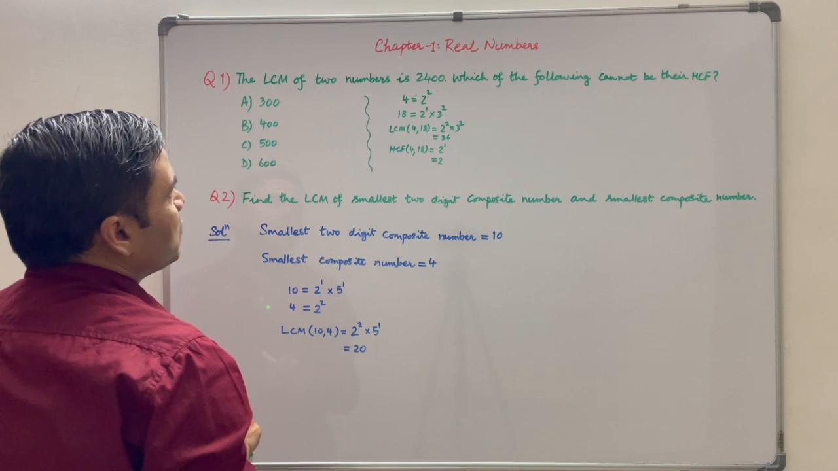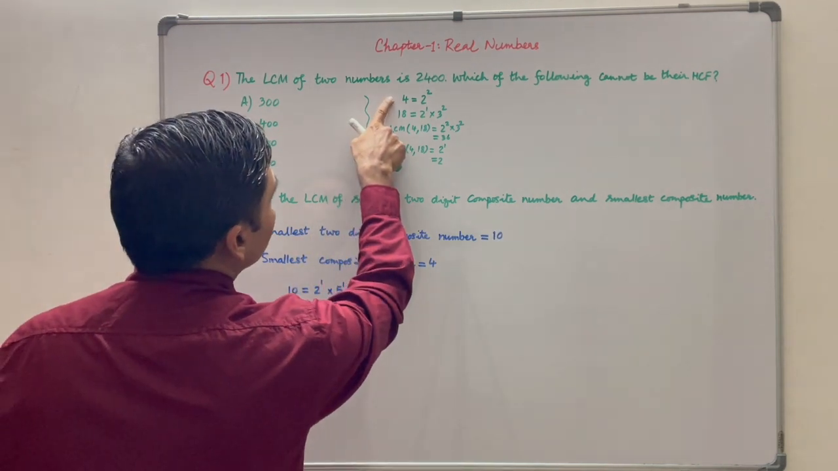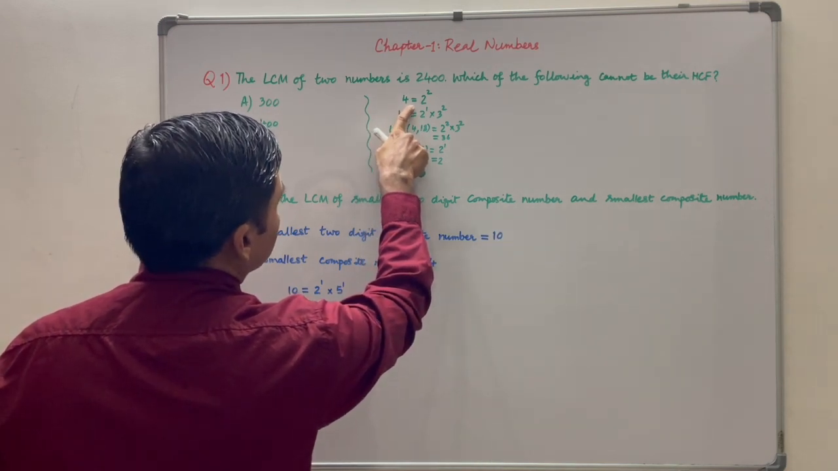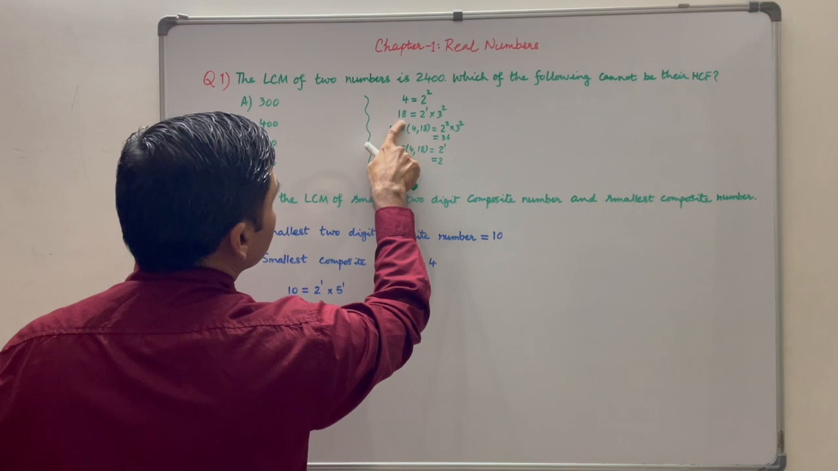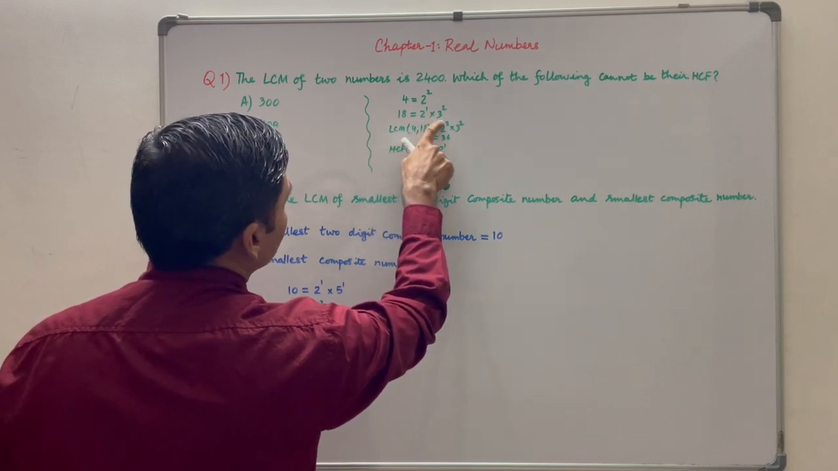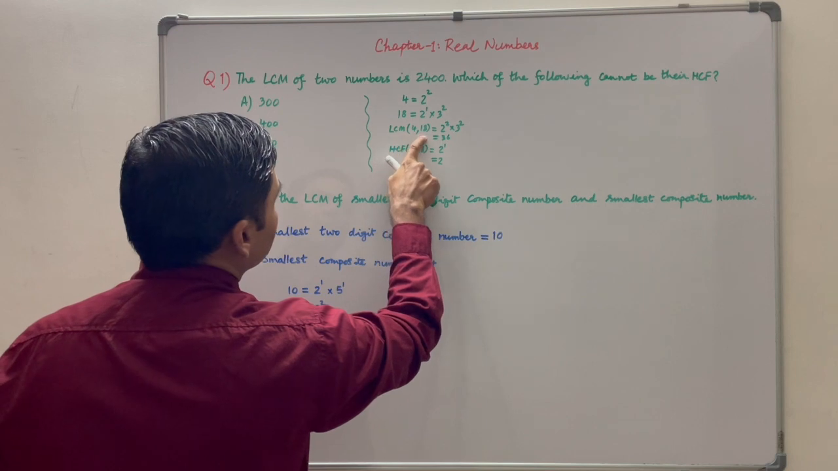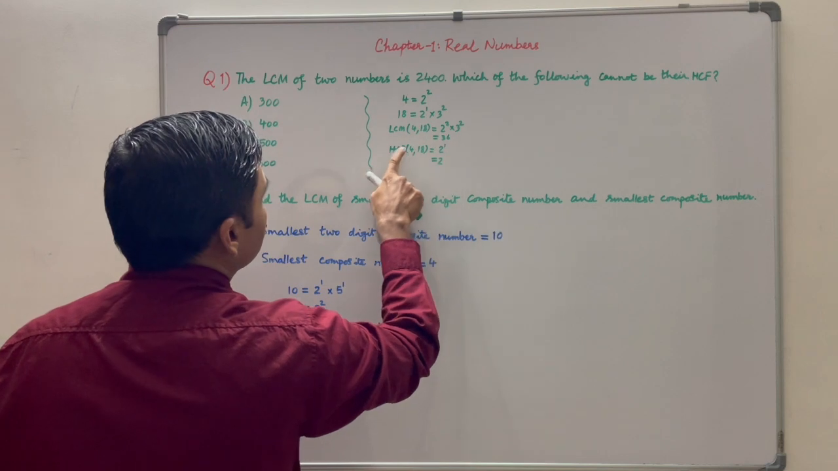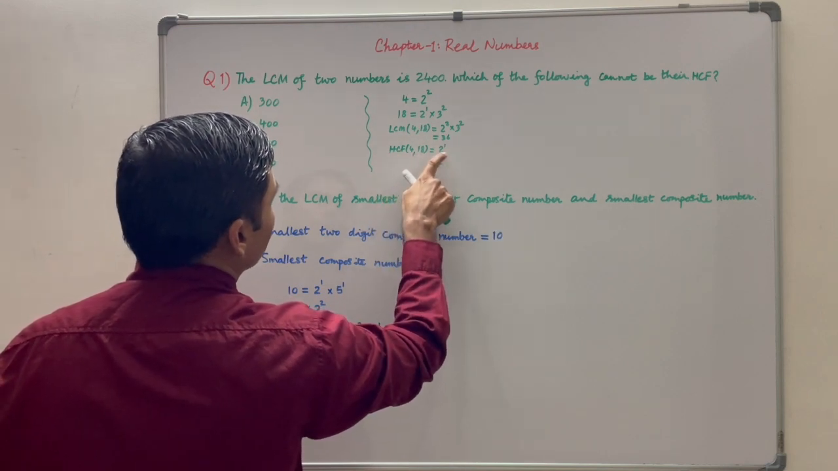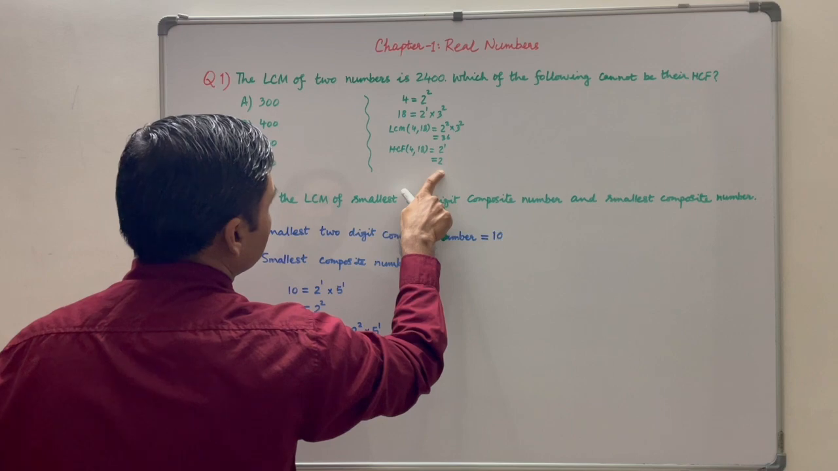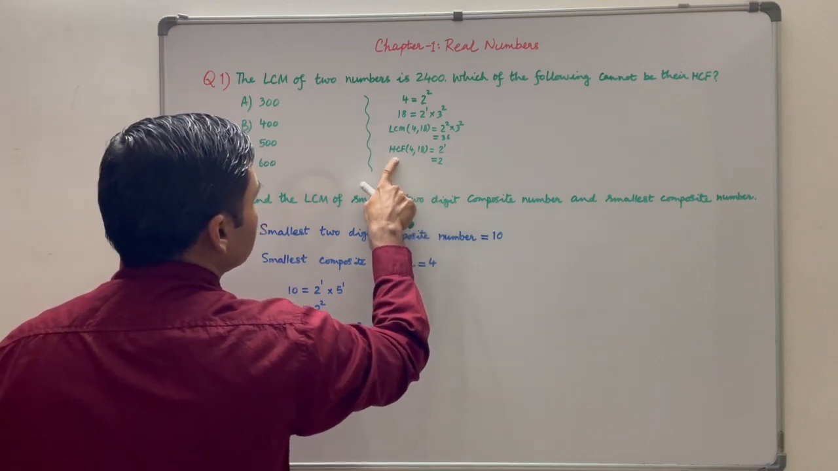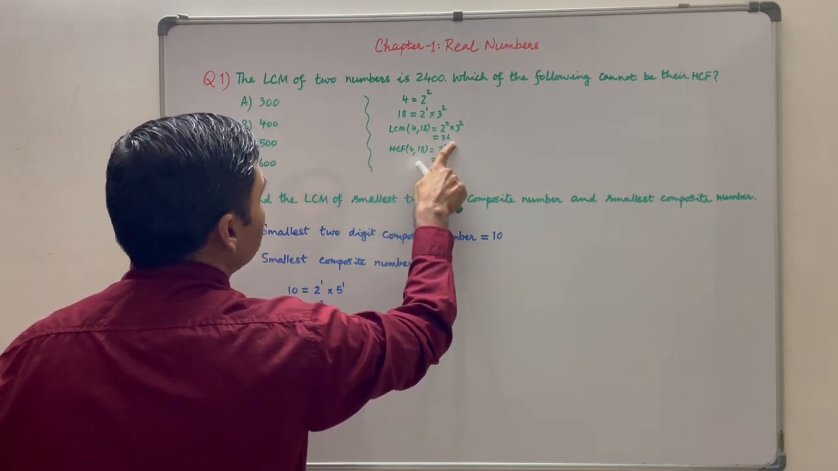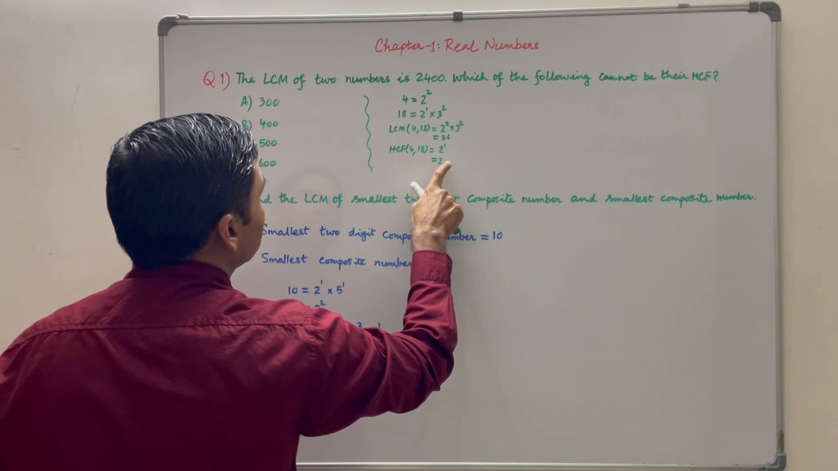Let us understand this with the help of an example. Consider two positive integers, 4 and 18. 4 can be written in terms of its prime factors as 2 to the power 2, and 18 can be written as 2 to the power 1 into 3 to the power 2. So the LCM of 4 and 18 will be 2 to the power 2 into 3 to the power 2, that is 36. And the HCF of 4 and 18 will be 2 to the power 1, that is 2, as explained in the previous video. So here you can see that the HCF, that is 2, is a factor of the LCM, that is 36. Means 36 is completely divisible by 2.